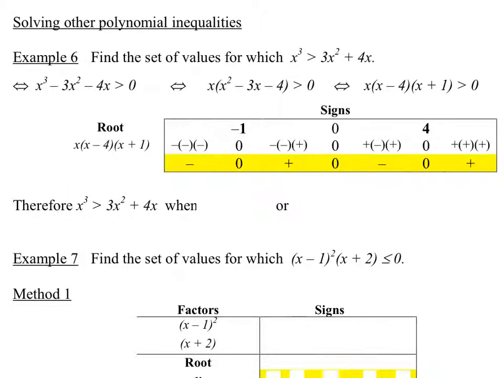Now think about what the question was asking. It was asking, when effectively is this positive? It's positive here and here. In other words, it's when x is between -1 and 0, that's right in here, or it's when x is bigger than 4, right over here.